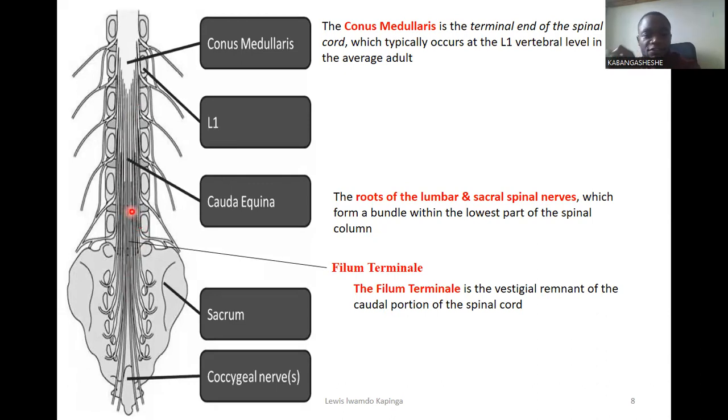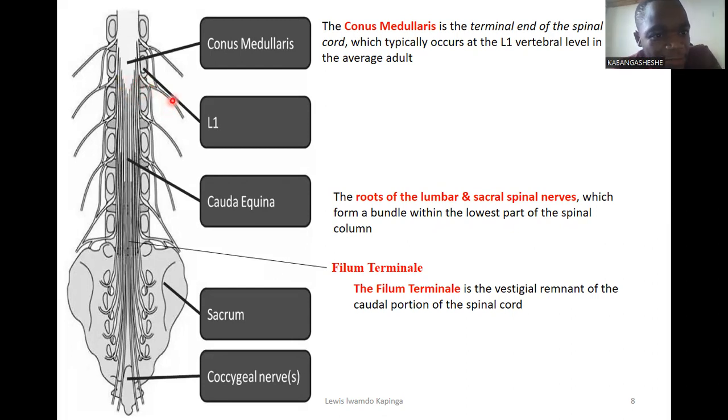It's more like a connective tissue of the spinal cord. And it is covered with the pia mater, but not with the arachnoid, not with the dura, because the dura doesn't cover that. The dura will end here at the conus medullaris, right?